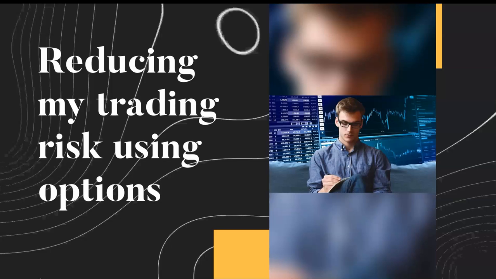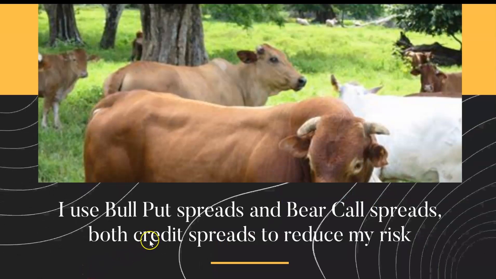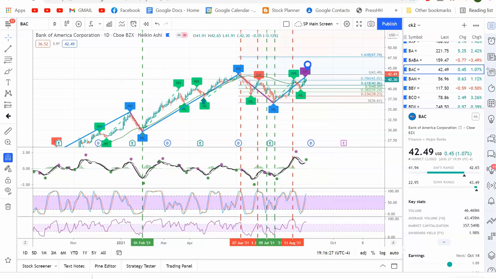Tonight, we're going to talk about reducing trading risk using options. Let's get started. I use bull put spreads and bear call spreads primarily for my trading. I'm a swing trader, trying to capture the major peaks and valleys, and these spreads allow me to obtain a credit and reduce my risk. Let me show you my style of trading. I try to capture these tops and bottoms to make some serious bank.